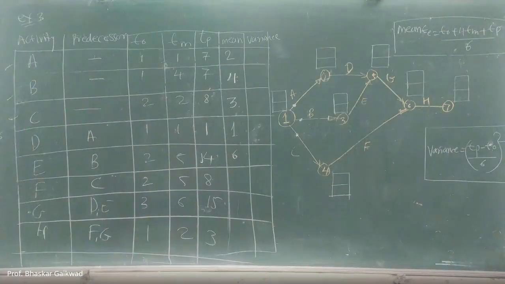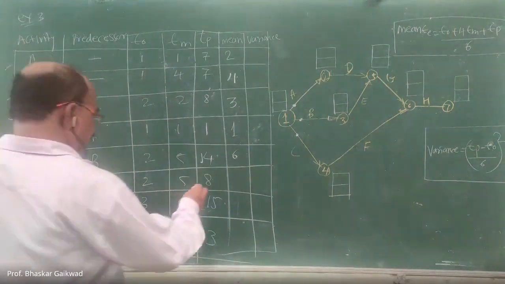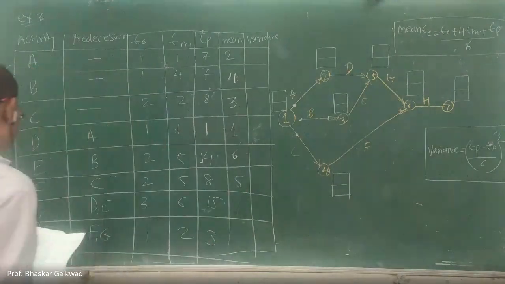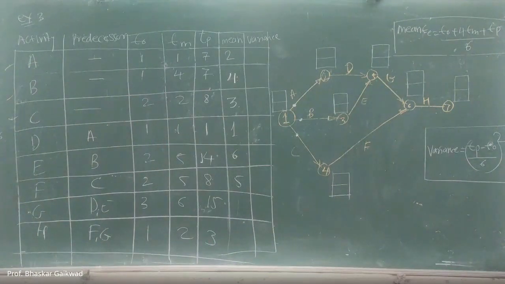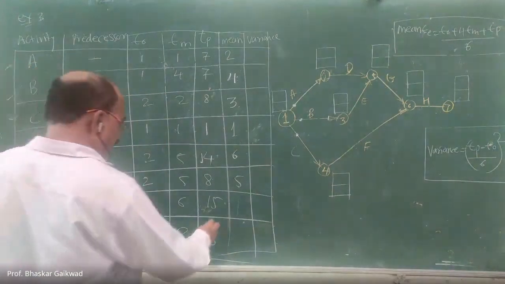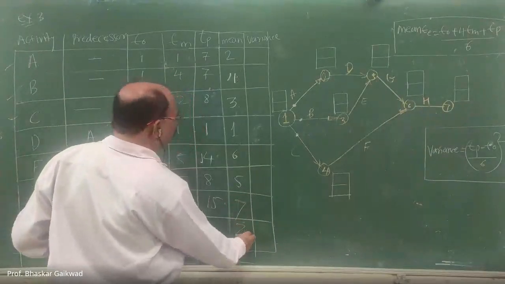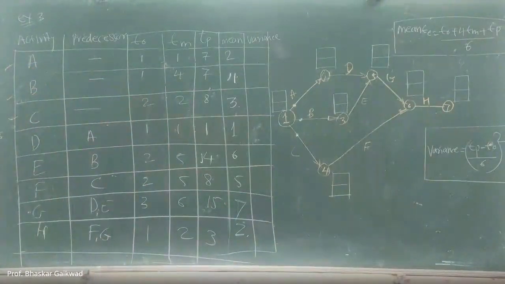F. So F value is there. So 5 into 4, 20 plus 2, 22 plus 8, 30 divided by 6, 5. So it is a 5. Similarly for G, that is 7, and here it is a 2. So this is the mean time.